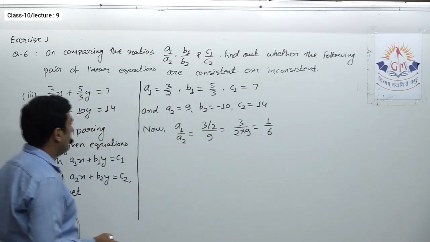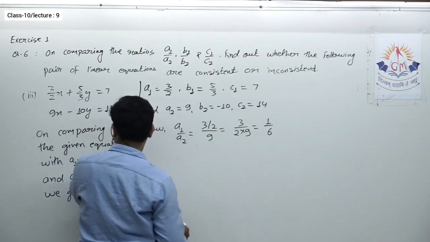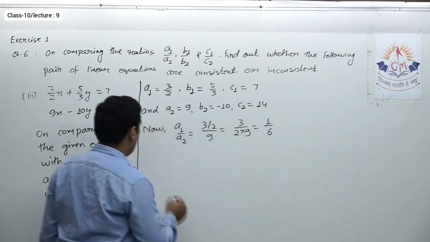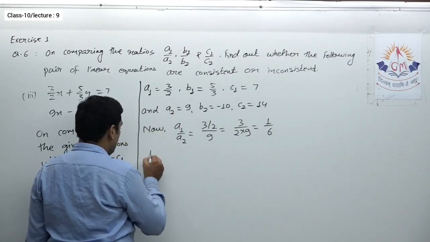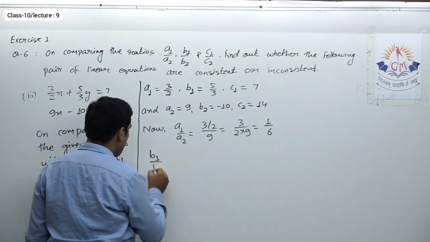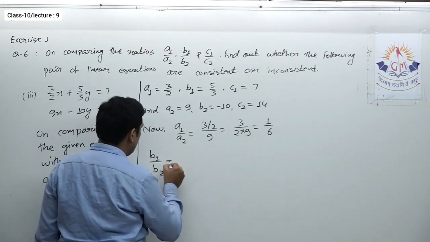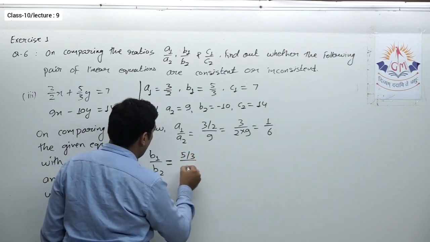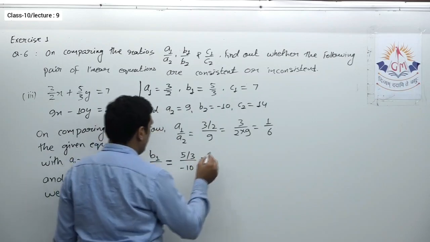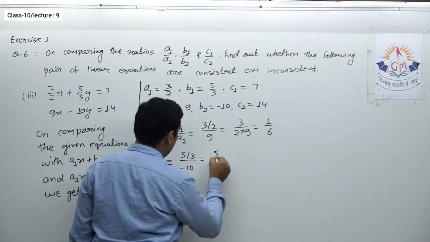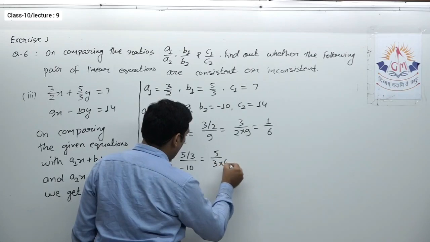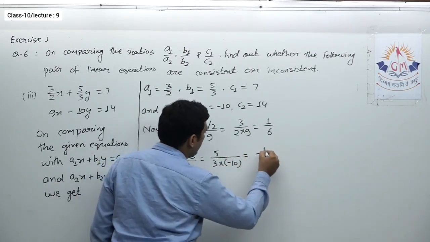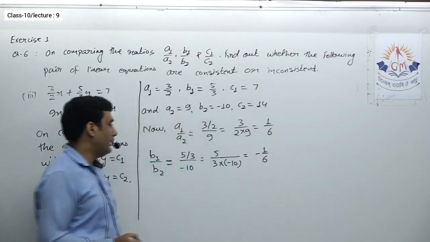Okay, it is 3 upon 2. So 3 3s are 9, so here I will get 3, 3 to the 6, so 1 upon 6. And b1 upon b2 is 5 upon 3 divided by minus 10. So here I get 5 upon 3 multiplied by 10, and hence I will get again minus 1 upon 6. Okay, minus 1 upon 6.